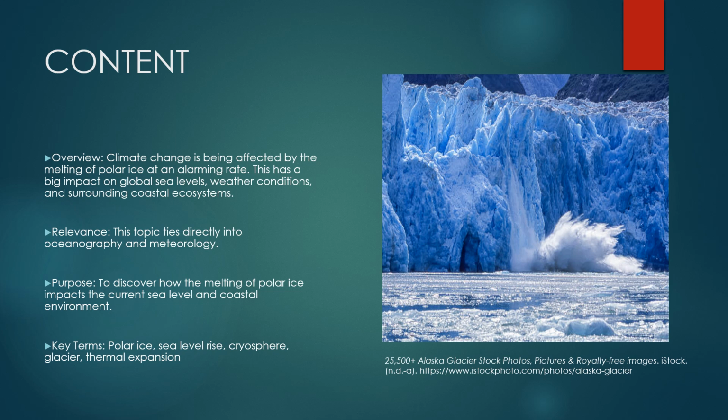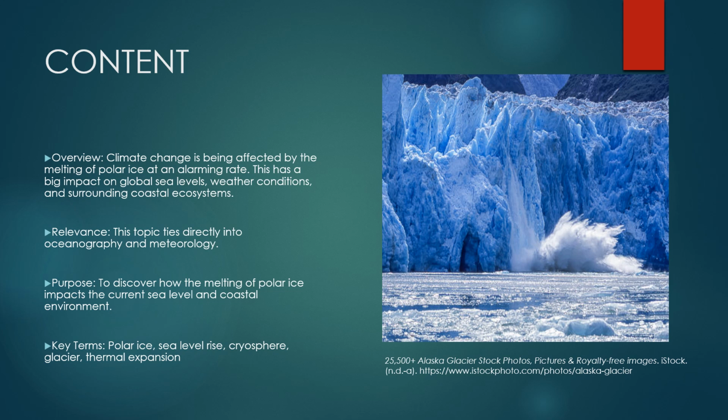A little bit of our content overview: climate change is being affected by the melting of polar ice at an alarming rate. This has a big impact on global sea levels, weather conditions, and surrounding coastal ecosystems. This topic ties directly into oceanography and meteorology, and our purpose is to discover how the melting of polar ice impacts the current sea level and coastal environments. A few key terms that I'll be using throughout this presentation are polar ice, sea level rise, cryosphere, glacier, and thermal expansion.